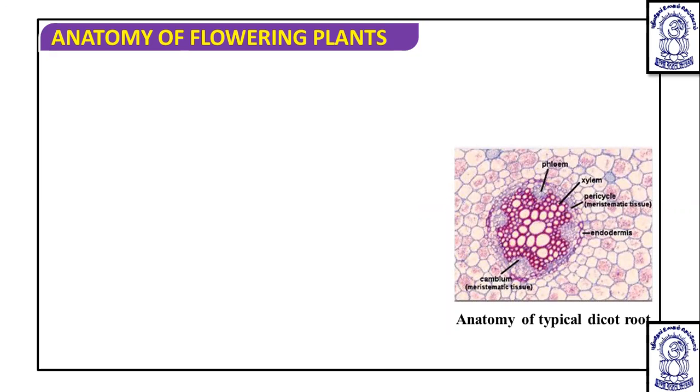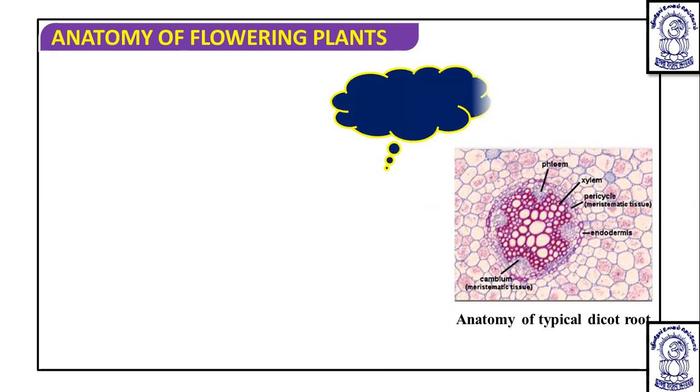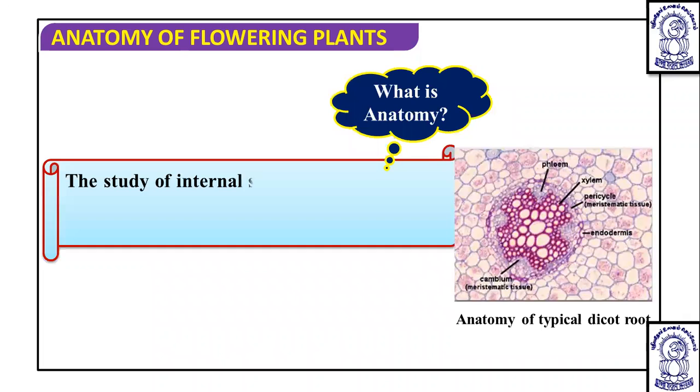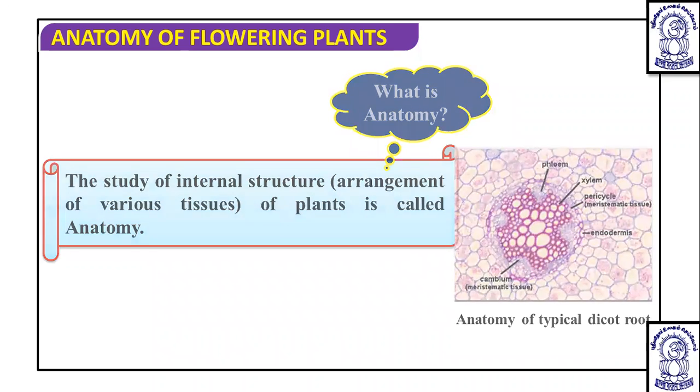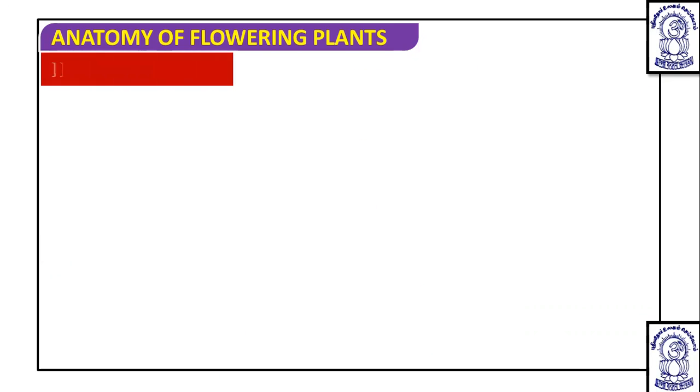So this is just the anatomy of a dicot root. We will discuss in detail what all these things are saying. But if we observe at the microscopic level the structural organization of different plant parts, then it is a part of anatomy. The study of internal structure, that is the arrangement of various tissues of a plant, is called anatomy. So anatomy mainly deals with the arrangement and study of internal tissues present within the plant.